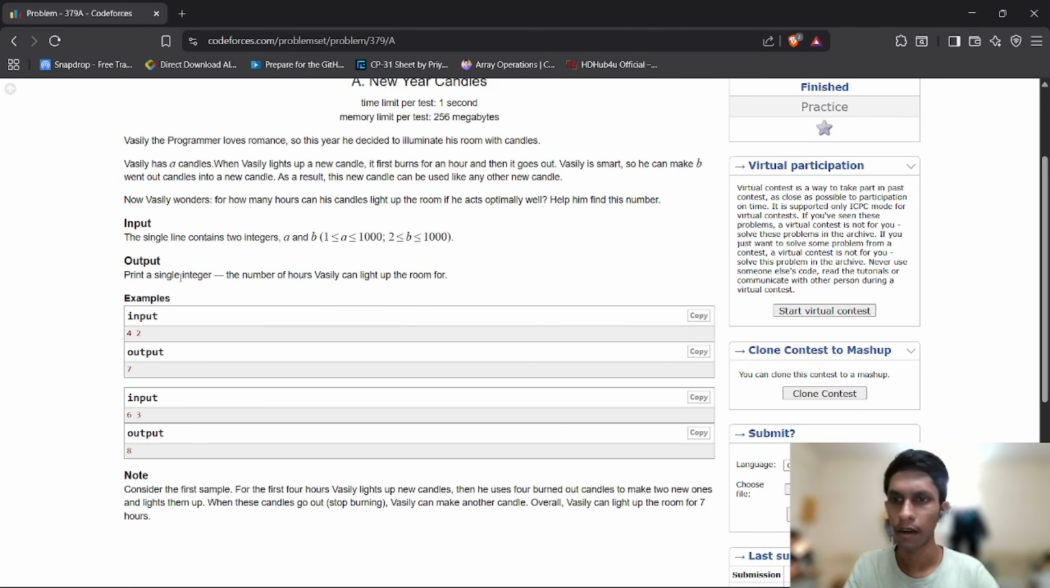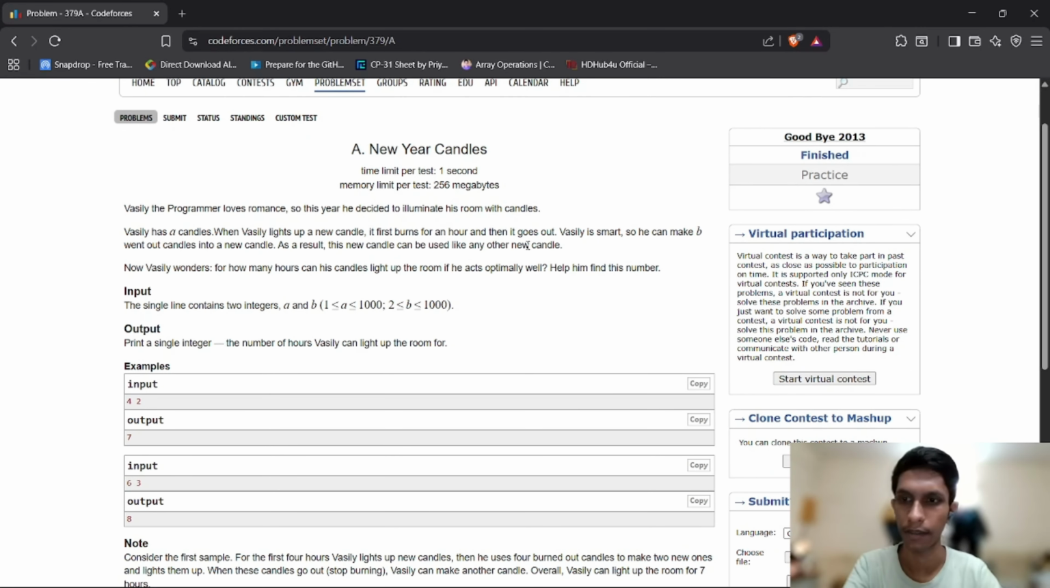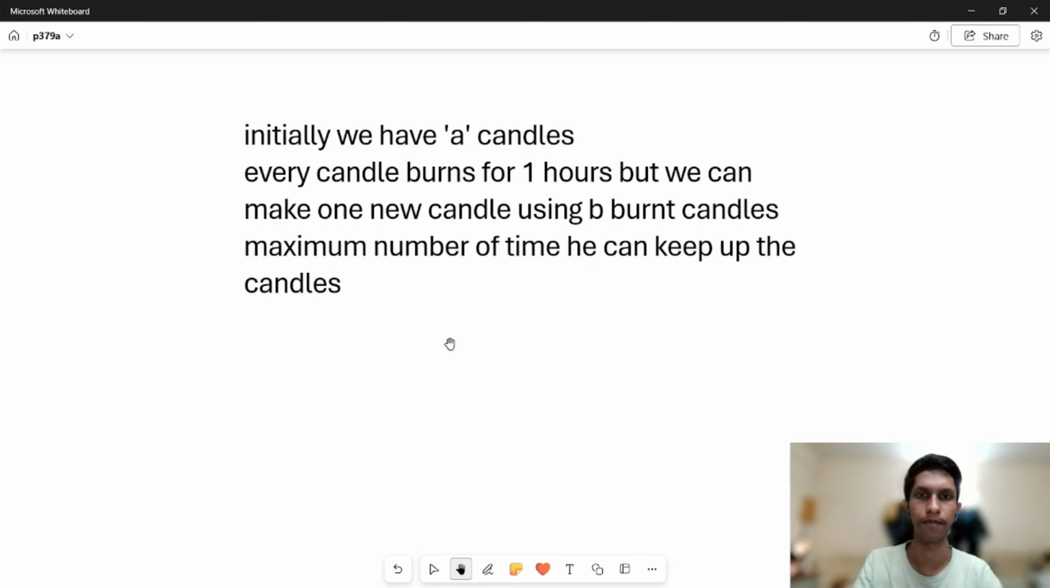We'll discuss about it. As an output, we have to give the number of hours Wesley can light up for. It is like the maximum number of hours up to which Wesley can light up his room. For time limit, we are given 1 second per test case. So let's discuss what the problem is trying to say.